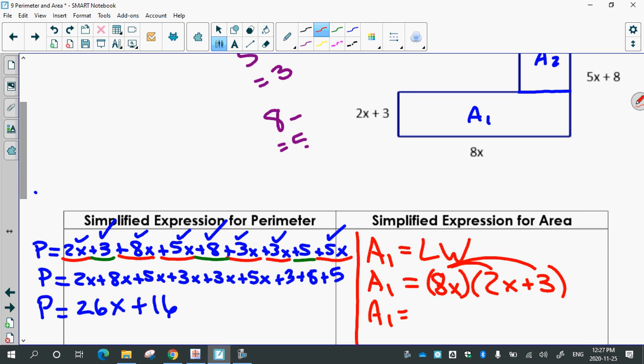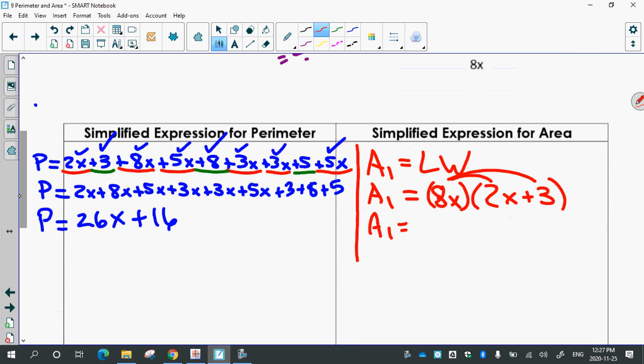Oh, I like how you did your arrows backwards. Nice. Good catch. A1 and A2.